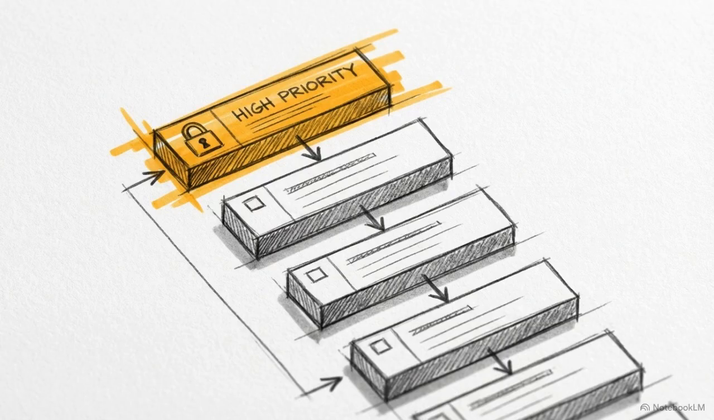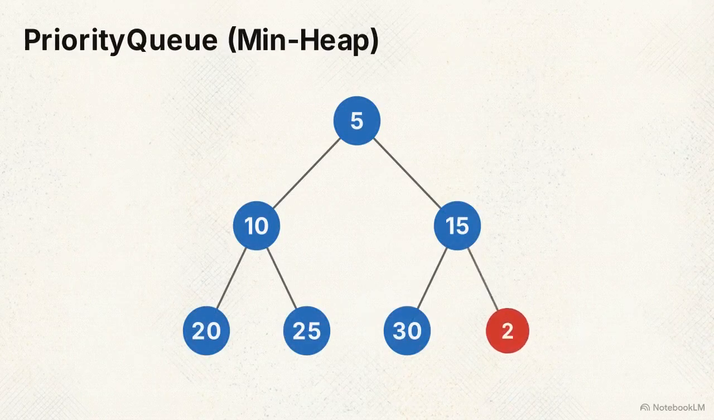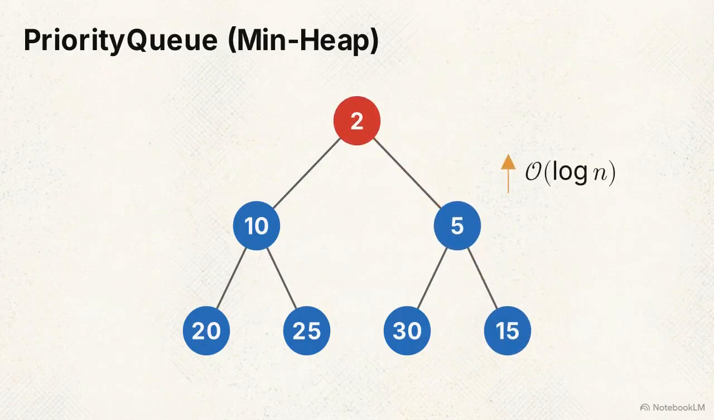Certain use cases require more than static storage. They require dynamic ordering and priority-based access. The priority queue is backed by a min-heap structure. When an element is added, it moves through the tree in O(log n) time to ensure the highest priority element is always at the root for immediate retrieval.